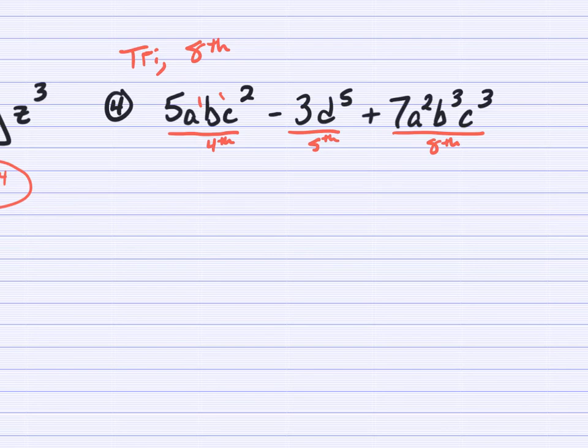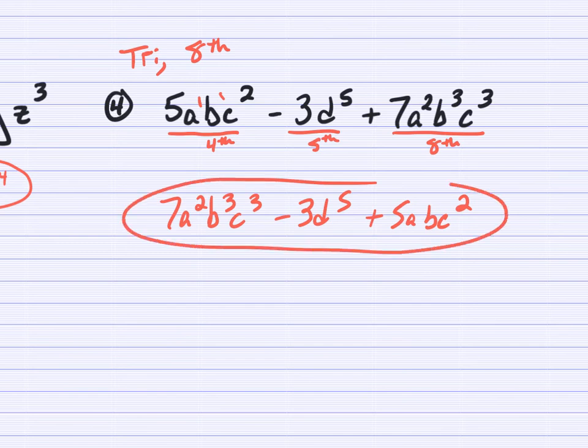Now I'm going to rewrite it in standard form. 8th degree goes first, so 7a squared b to the 3rd, c to the 3rd goes first. 5th degree would go second, so negative 3d to the 5th. And finally, 4th degree would go last, 5abc squared. So this trinomial to the 8th degree is written in standard form.